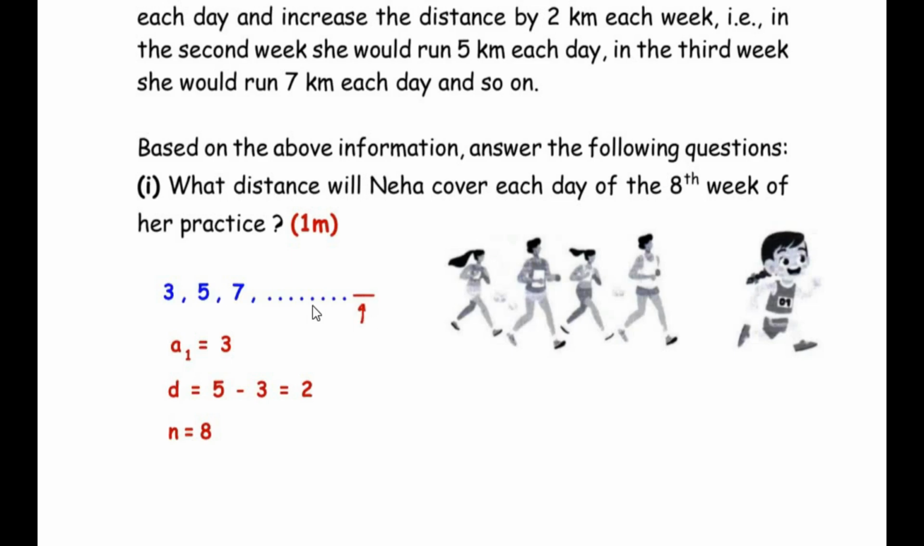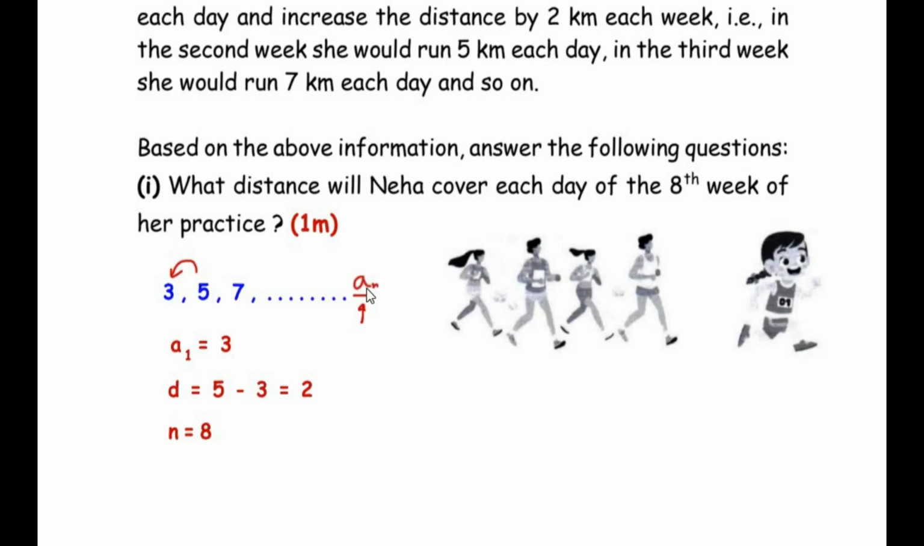Since this is a sequence, the first term of the sequence is 3. So a1 is equal to 3. Now d represents the common difference, that is the second term minus the first term. So 5 minus 3 gives us 2. Common difference is 2. And n represents the week. So n is equal to 8 over here, that is the 8th week. We need to find out here the an, that is the distance covered each day of the 8th week.